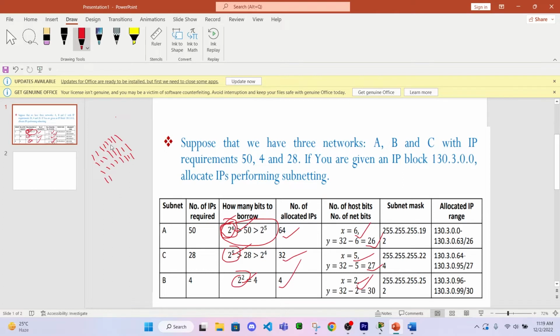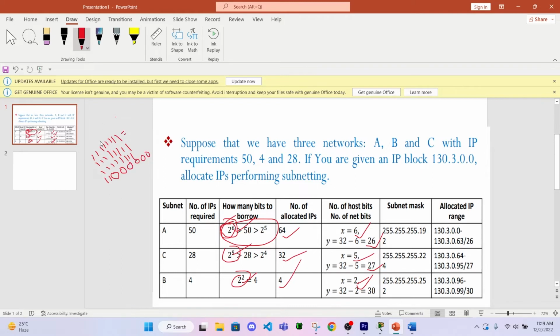So for every line, there are 8 ones, and in the last one we write 2 ones. Here the remaining 6 bits are converted to 0. So 1 1 0 0 0 0 0 0. Then we write it in decimal format.